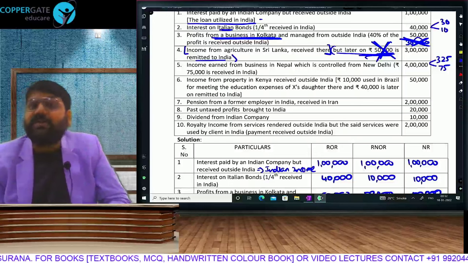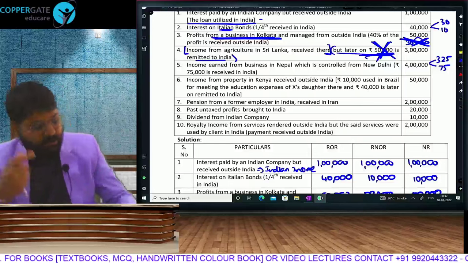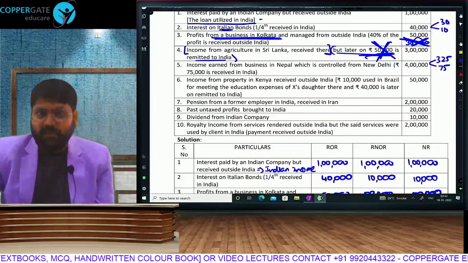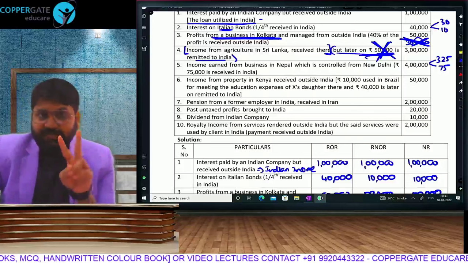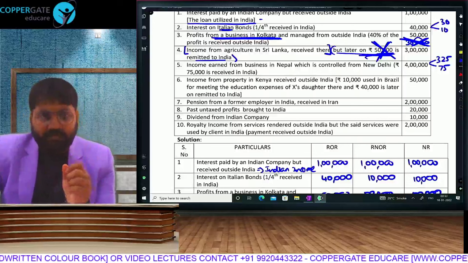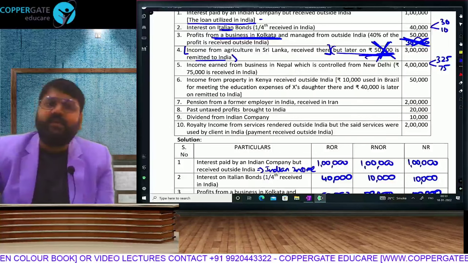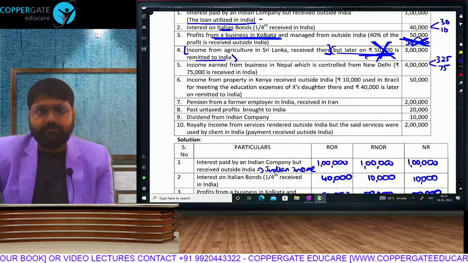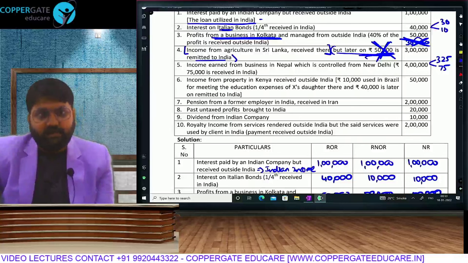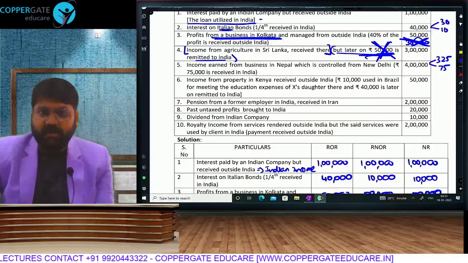But the business is controlled from India. Very good. My first question is not about the control. My first question is, is this clear that 325 accrued and received both outside India? My question is whether this 325 is Indian income or foreign income. Received outside India, accrued outside India. Indian income or foreign income?